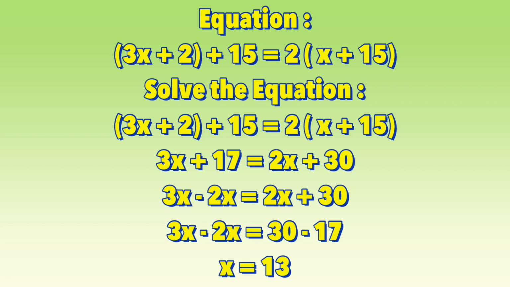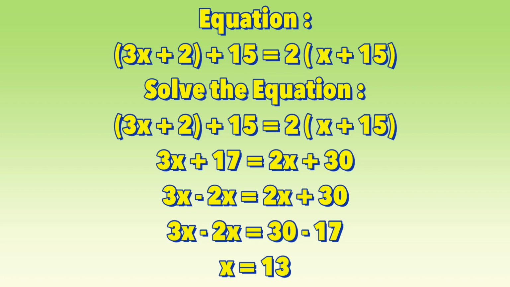Our equation is 3x plus 2 plus 15 equals 2 times the quantity x plus 15. Then we simplify: 2 plus 15 equals 17. We apply the distributive property to remove the parentheses: 2 times x equals 2x and 15 times 2 equals 30.